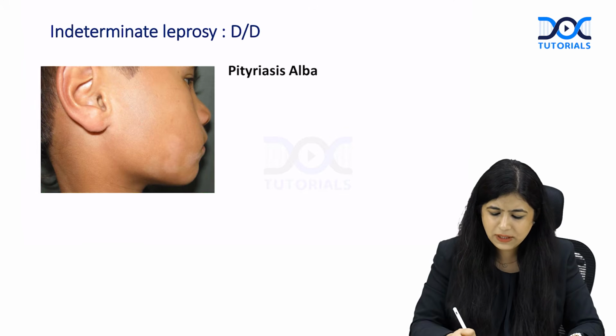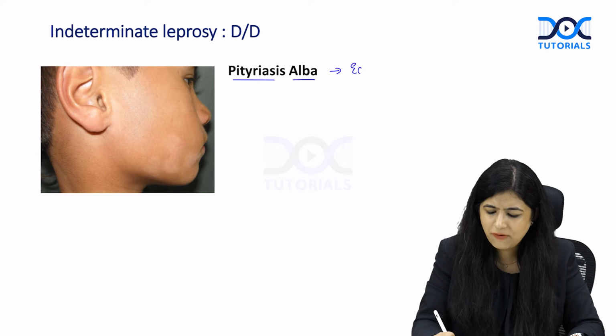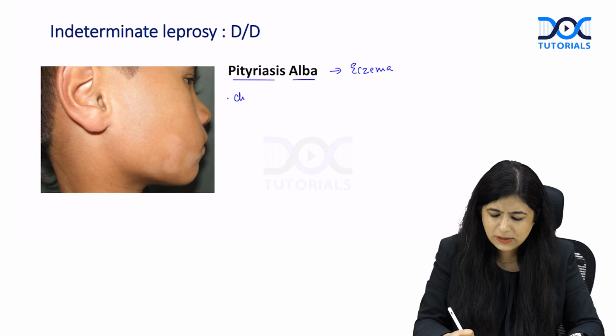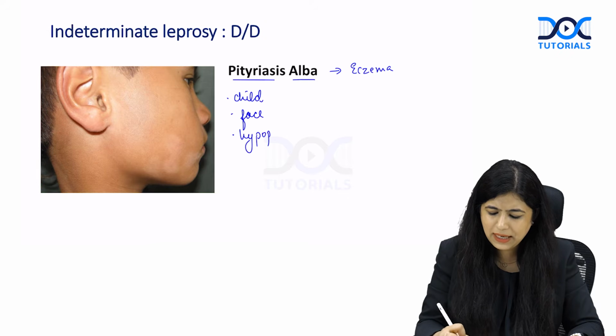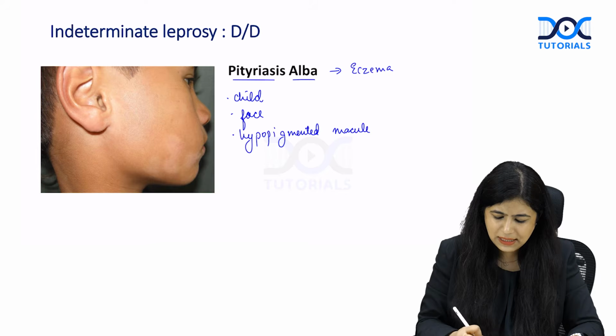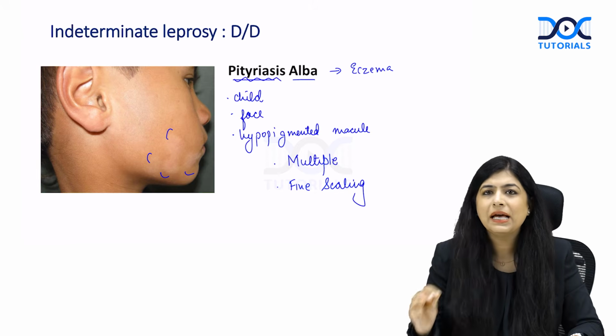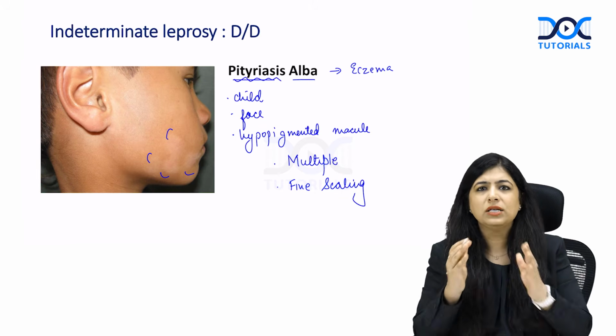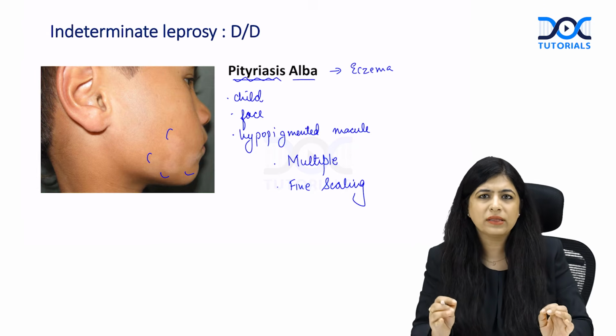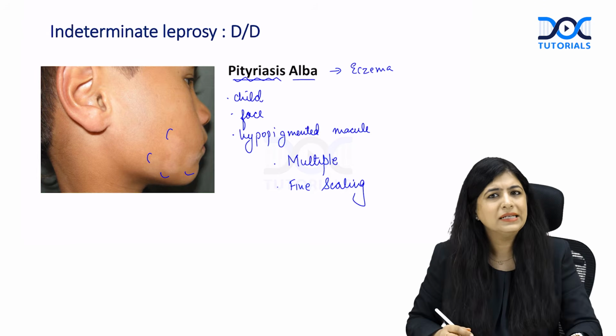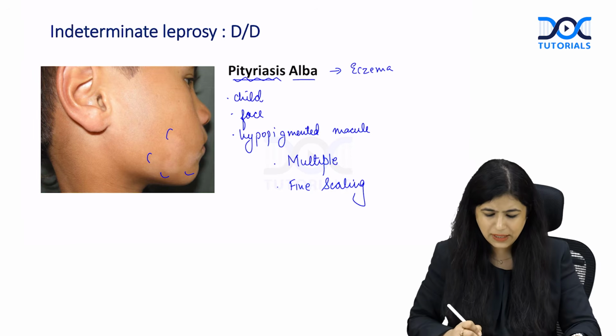An important DD of this is pityriasis alba, which is a type of endogenous eczema. This is also seen in children on the face as hypopigmented macules. So that is why it is similar. But how do you differentiate? These lesions are multiple. So most importantly, these are multiple. Secondly, they have a fine scaling on the surface, which is also hidden in the name of the disease. Pityriasis on its own means scaling. So these will be multiple hypopigmented macules on the face of a child associated with fine scaling. That's how you differentiate this from indeterminate leprosy.